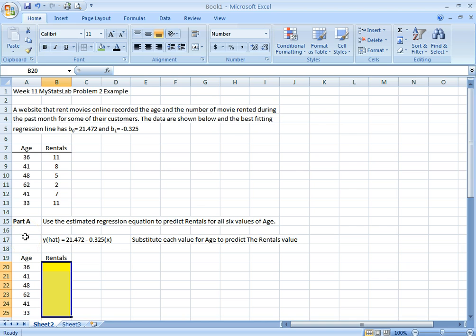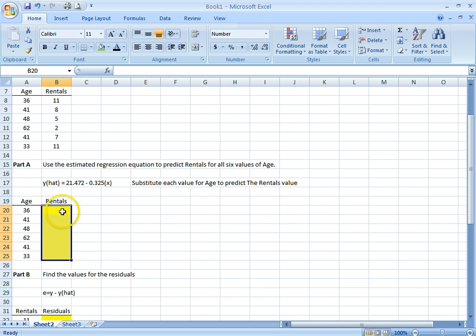Part A of the problem tells us to use the estimated regression equation to predict rentals for all 6 values of age. Here is our equation, and we just need to plug in x, which will be our age, to come up with y hat.